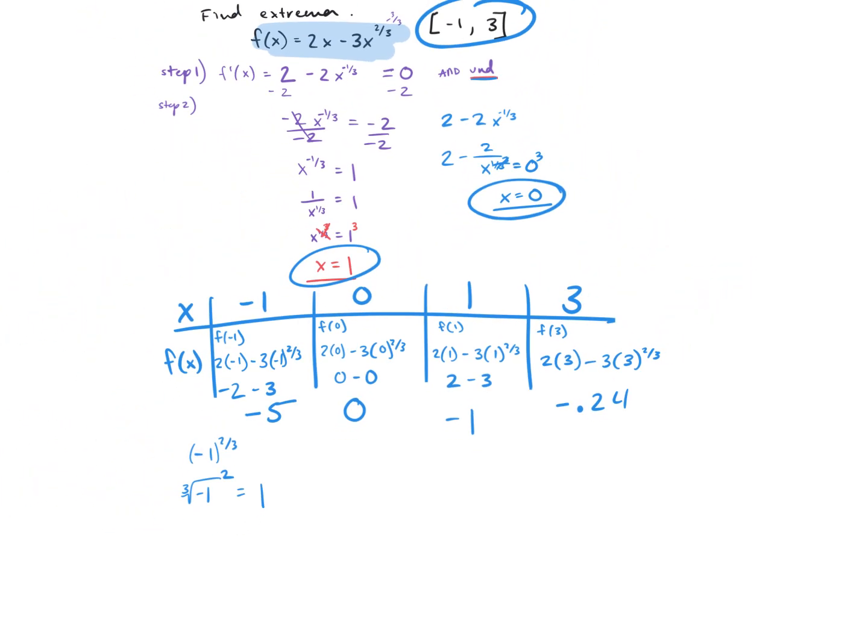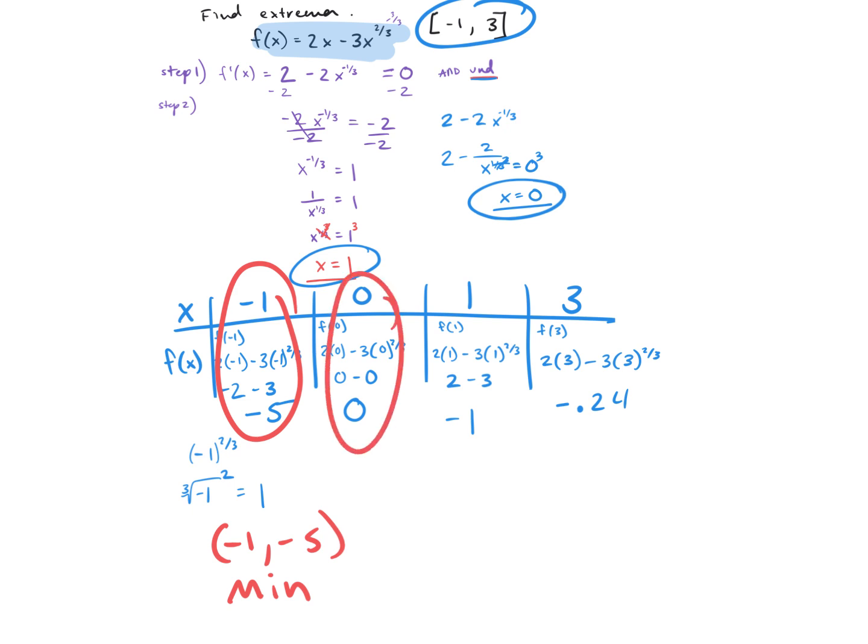So let's find our extrema. What is our lowest, our smallest y value? -5. So we would have a minimum at the point -1, -5. What is our largest y value? Awesome. So we would have a maximum at 0, 0. So this would be our answer.